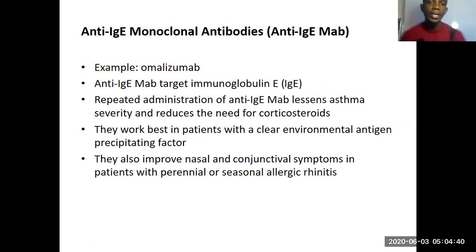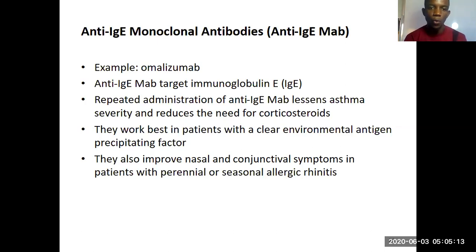Okay, the next class of drugs is the anti-IgE monoclonal antibodies. An example of the anti-immunoglobulin E monoclonal antibodies is omalizumab. This is a drug that targets immunoglobulin E. Repeated administration of anti-immunoglobulin E mAb lessens asthma severity and reduces the need for corticosteroids.